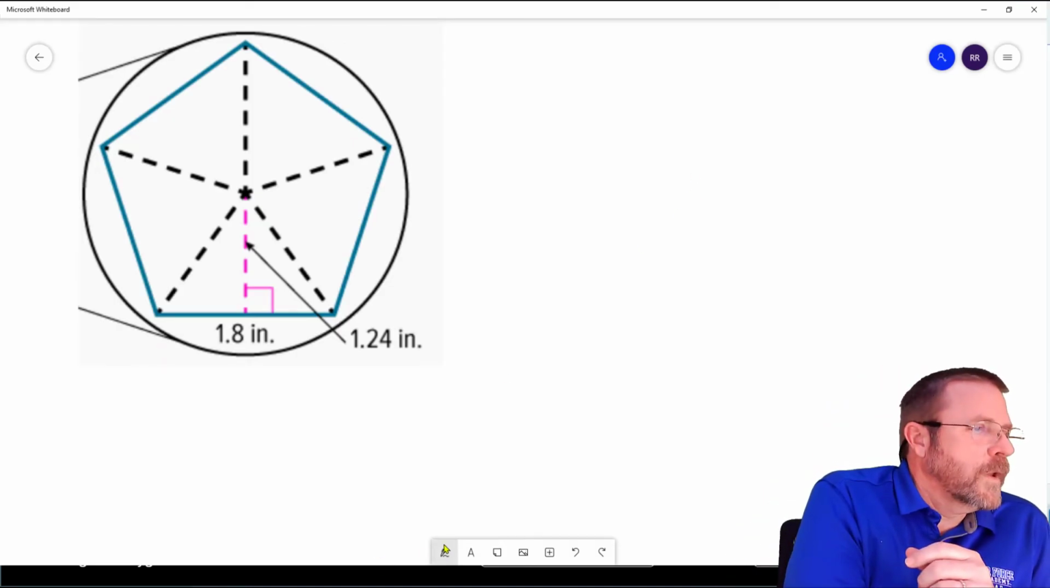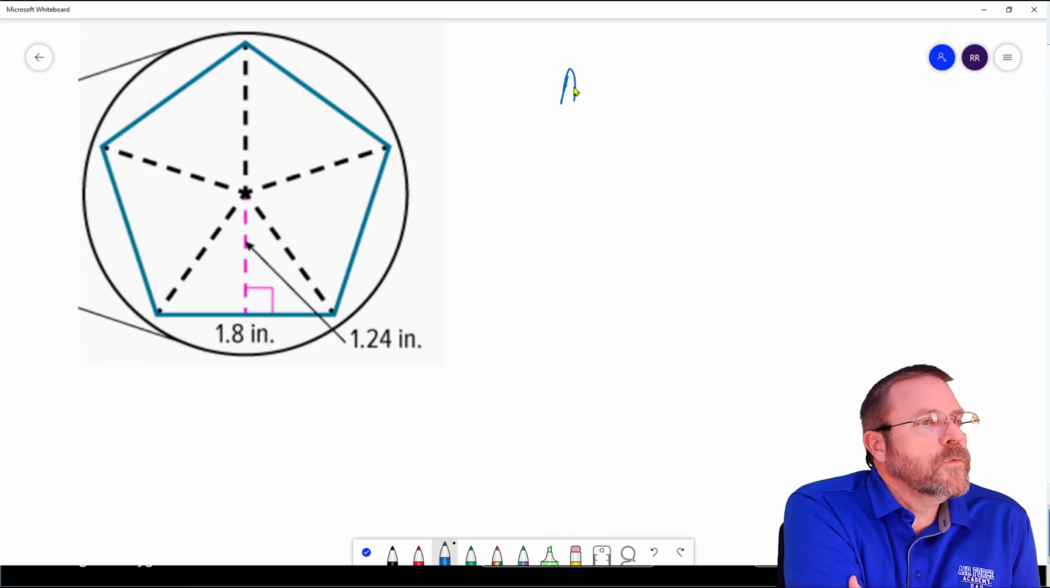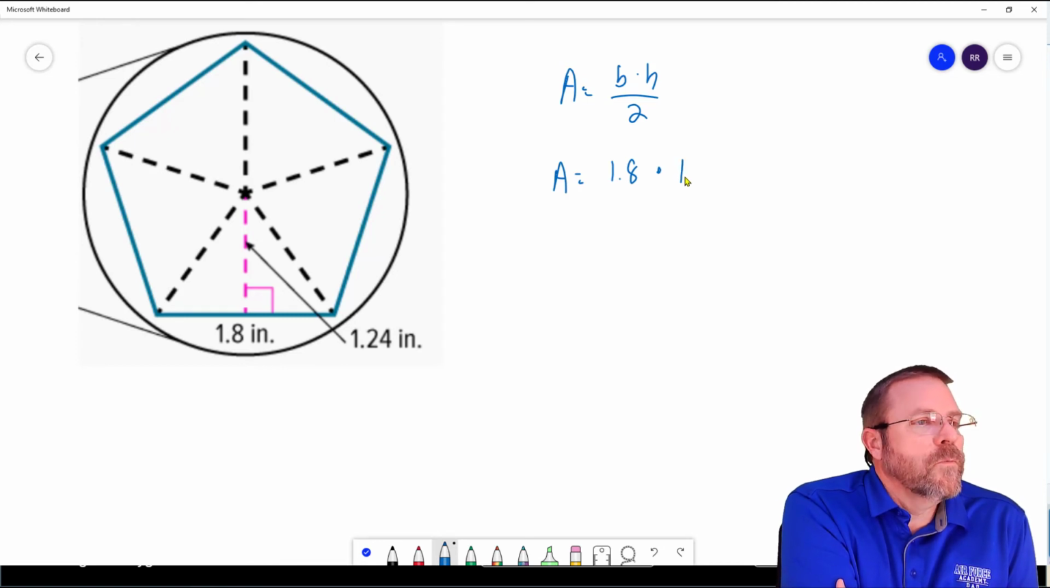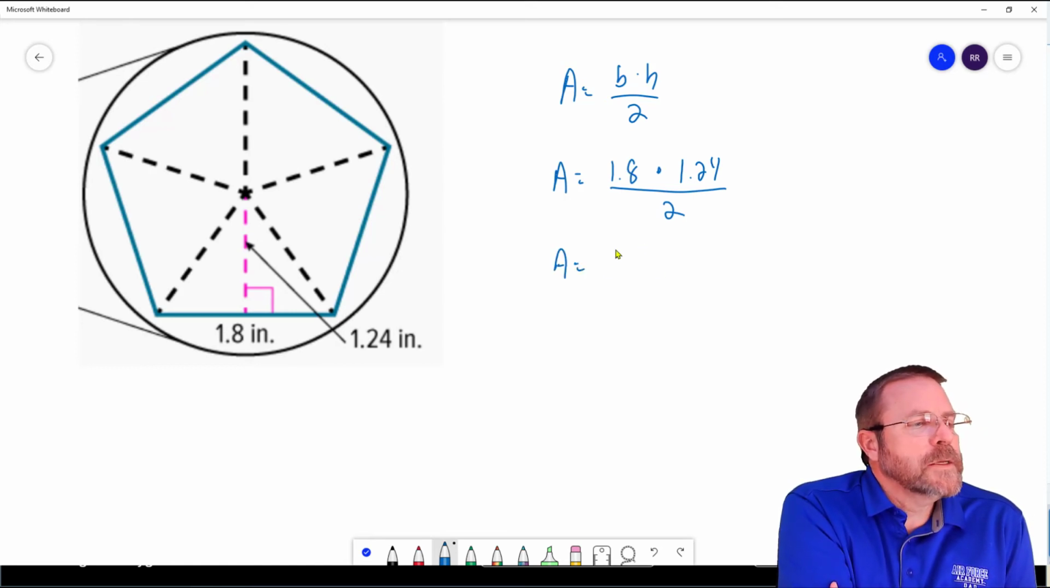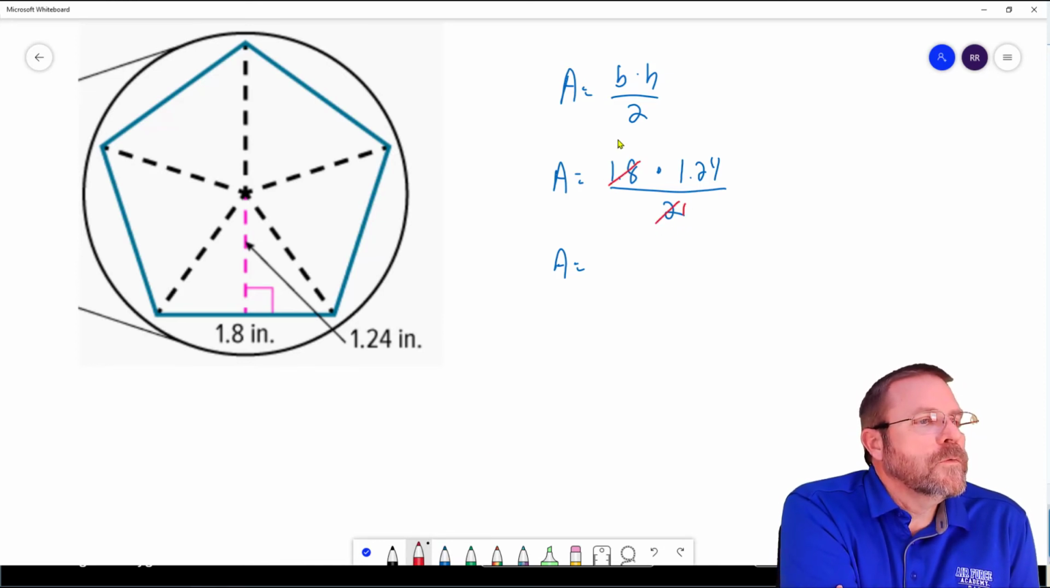Alright, so we've got our picture here. We've got triangles. So the formula for area of a triangle is going to be base times height divided by 2, which is going to mean I'm going to have a base of 1.8 inches times a height of 1.24 inches, all divided by 2. And that means that my area is going to end up being, well, I'm going to simplify here. I'm going to say 2 goes into 2 once, 2 goes into 1.8, 0.9 times.